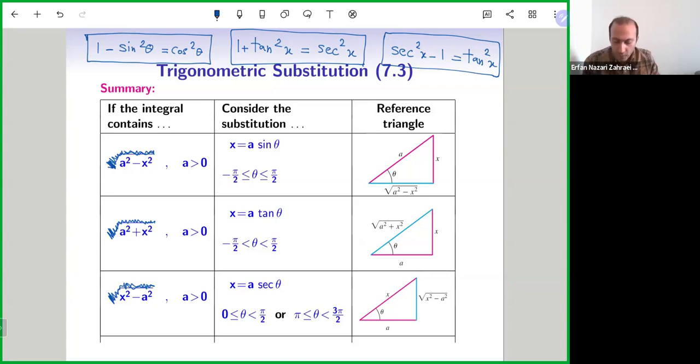Anyway, so we have this substitution. Now you completely know why seeing these terms is good, because they are similar to these identities. And why this substitution works: because I want to write this as 1 minus something squared, and that thing should be replaced with sine. And that's where this substitution comes from. The same for the rest.